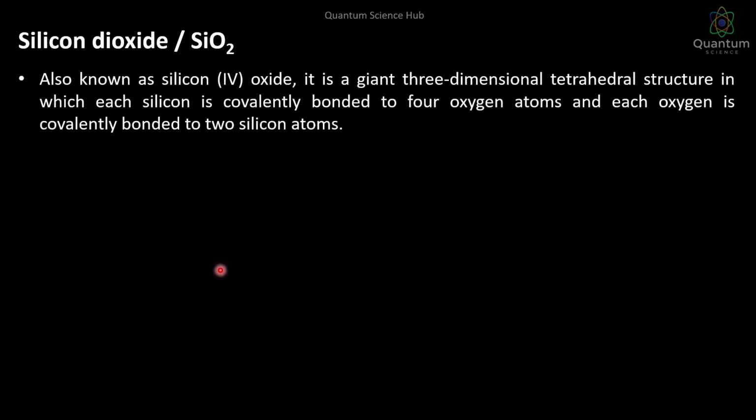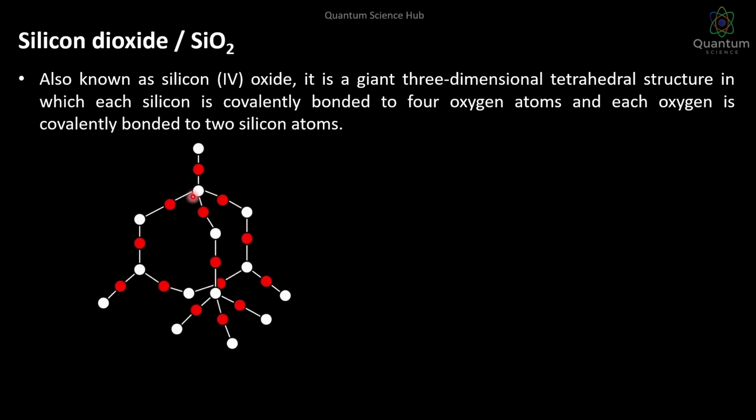Silicon dioxide, also known as silicon 4 oxide, it is a giant three-dimensional tetrahedral structure in which each silicon is covalently bonded to 4 oxygen atoms, and each oxygen is covalently bonded to 2 silicon atoms. Here is the structure. This is gonna be silicon and this is gonna be oxygen, right? So one silicon atom bonded to 4 oxygen atoms, and one oxygen atom is bonded to 2 silicon atoms.